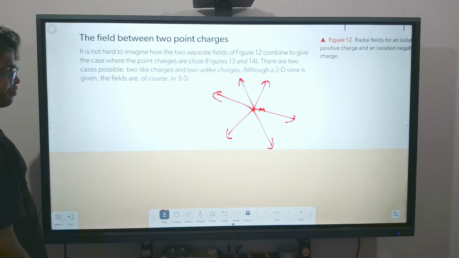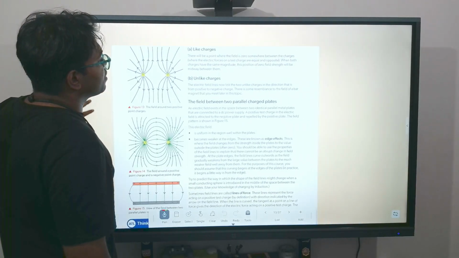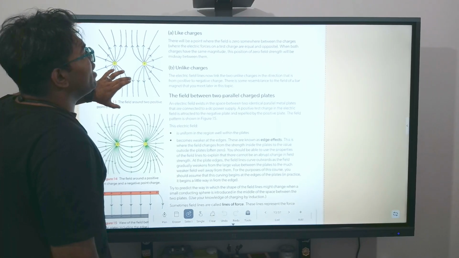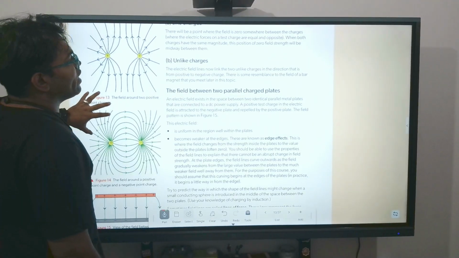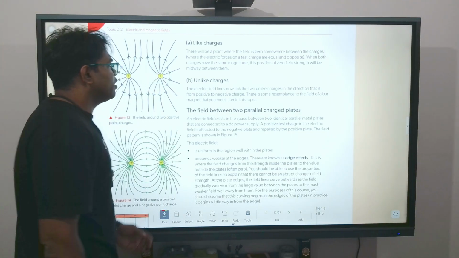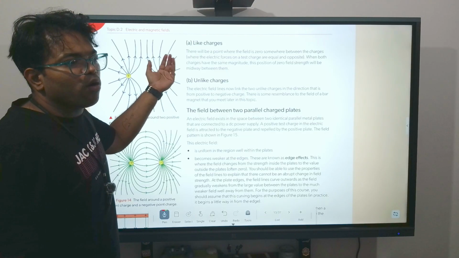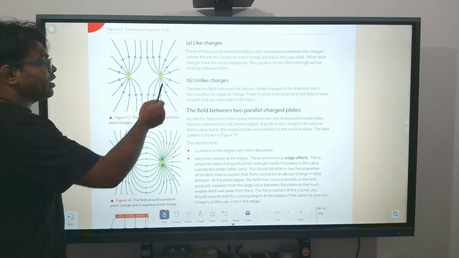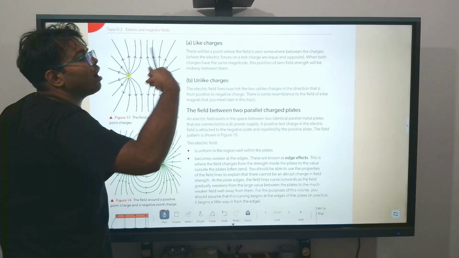Next, like charges. There will be a point where the field is zero, somewhere between the charges, where the electric forces on a test charge are equal and opposite. See, Akshay, what is happening here? Both these charges are producing positive field lines that are going outwards.